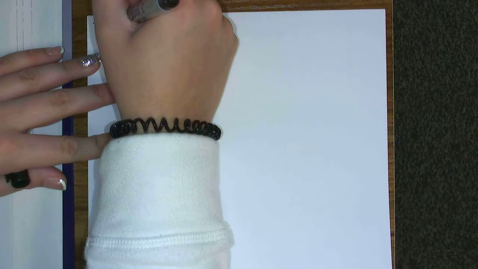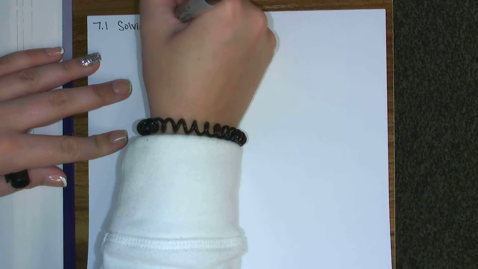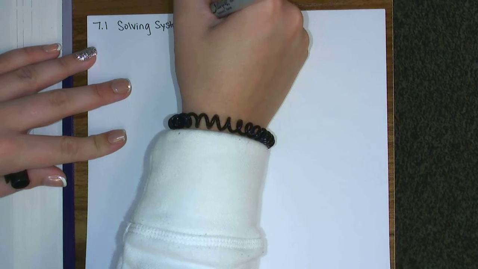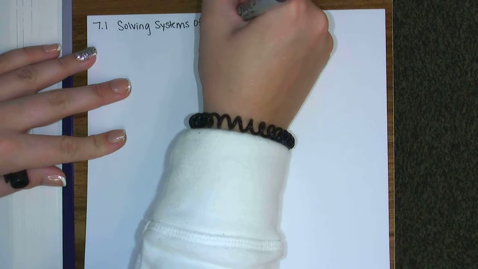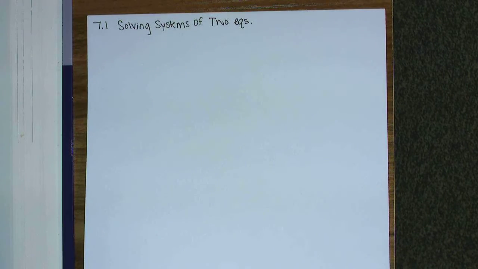which is solving systems of two equations and thus two unknowns. Okay, so like x and y, we will be solving for those two things here, getting an ordered pair answer. So let's review.